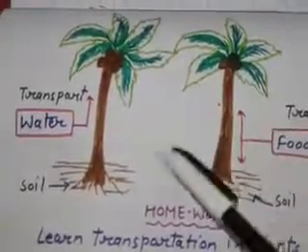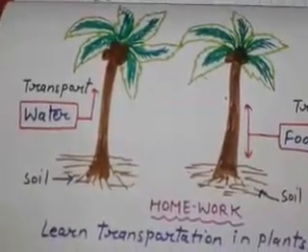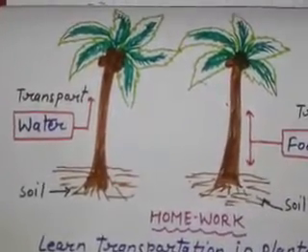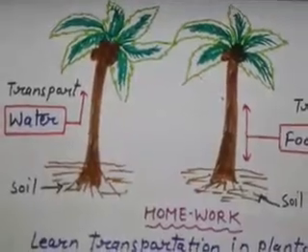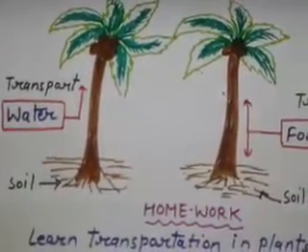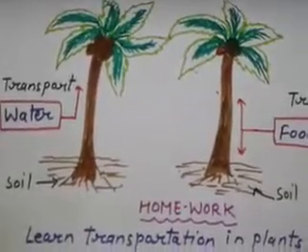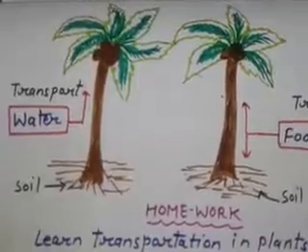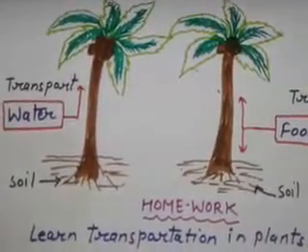And through this diagram you can also understand the transportation of food, water and minerals in short distance plants as well as in long distance plants, which require a high amount of energy for transportation of food, water and minerals.